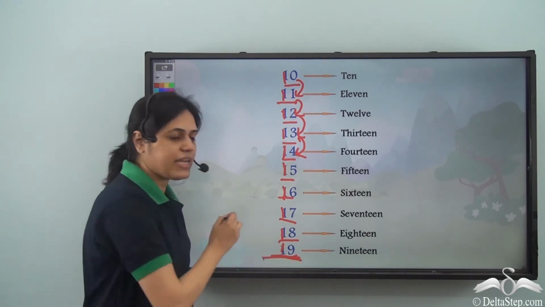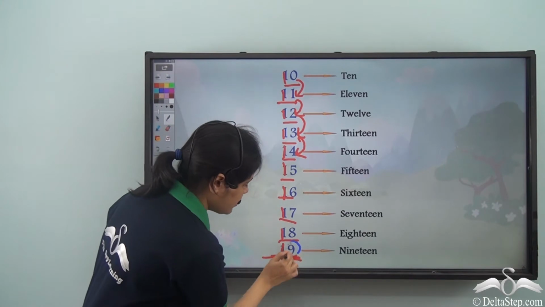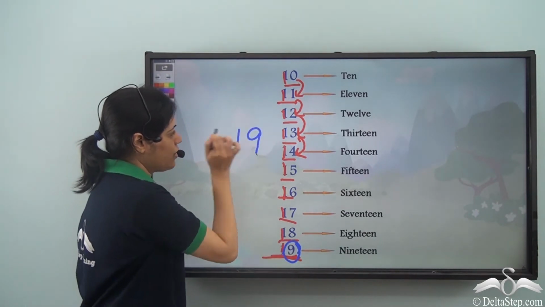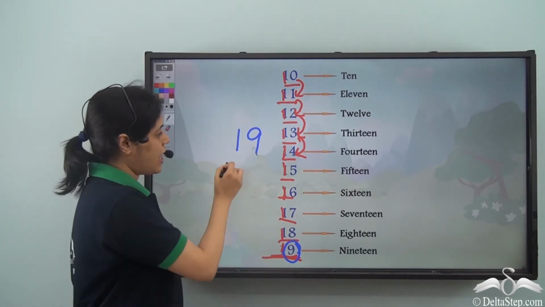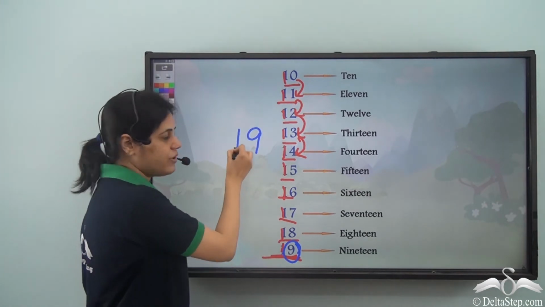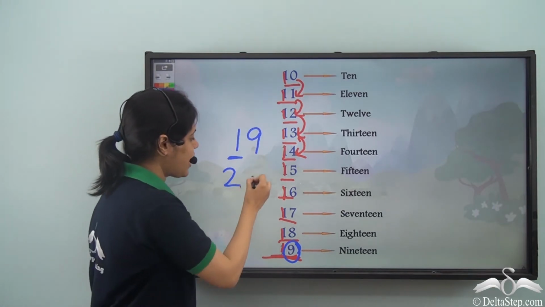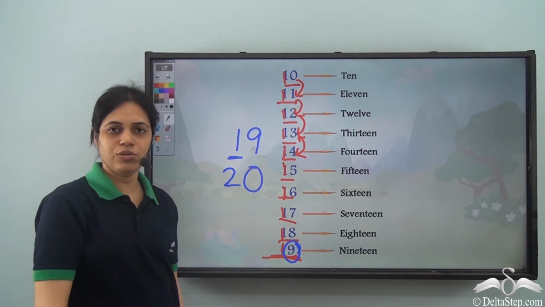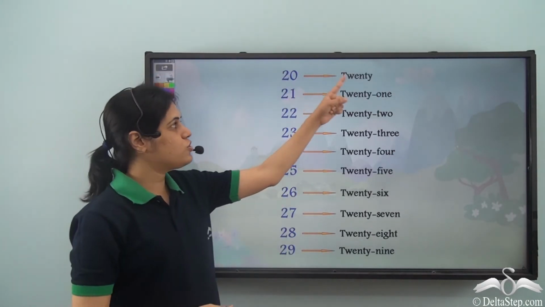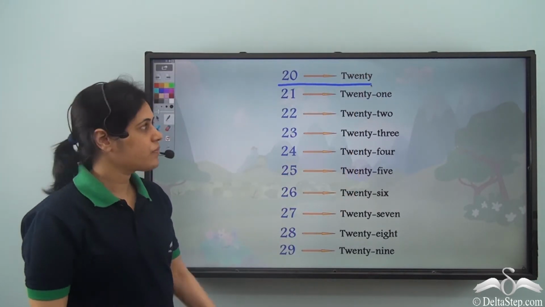And what happens after 19? Well, 9 is the trouble number, right? So 9 does not change until this number changes. So this number, that is 1, has to change to 2 so that 9 can change to 0. So after 19, we get 2, 0, 20. So we get 20 after 19.